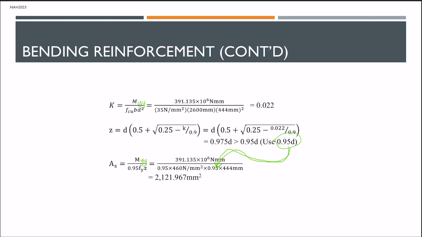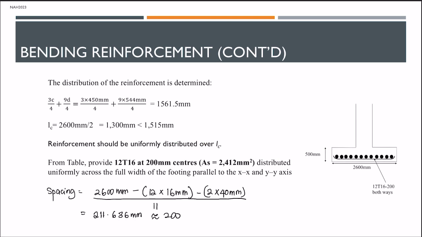Okay, so after that we need to check the distribution of reinforcement. First, we know the formula of 3C/4 plus 9D/4. It's the same as example number 1. So 3 multiplied by C, where C here is the column width, plus 9D, D is the effective depth, divided by 4. Right, so I get 1561.5 mm and we need to compare with the value of LC.